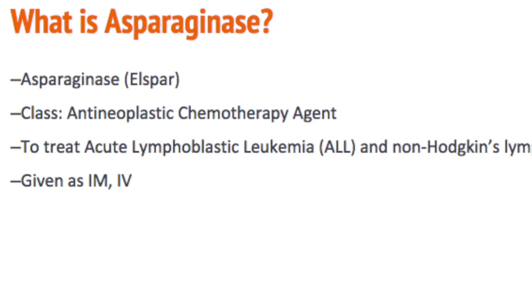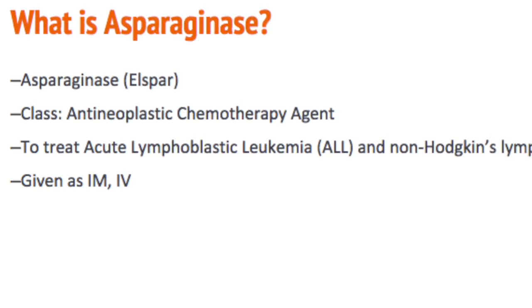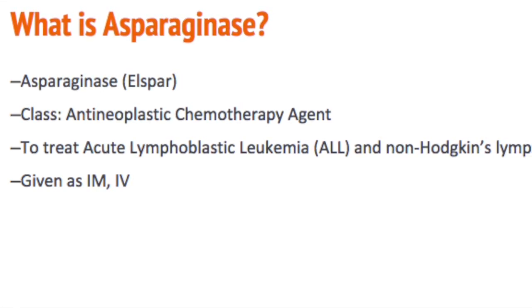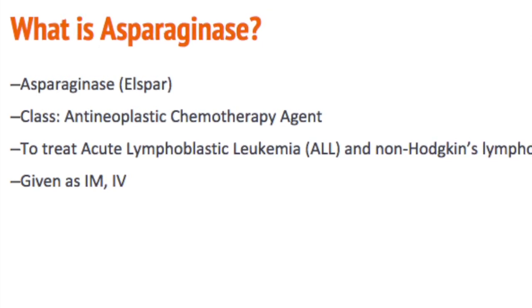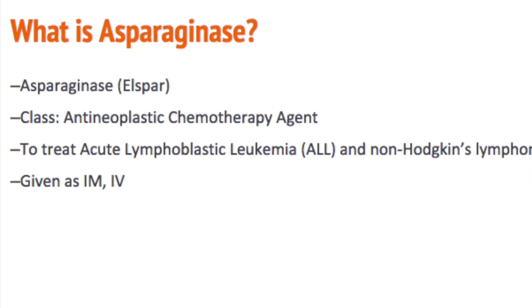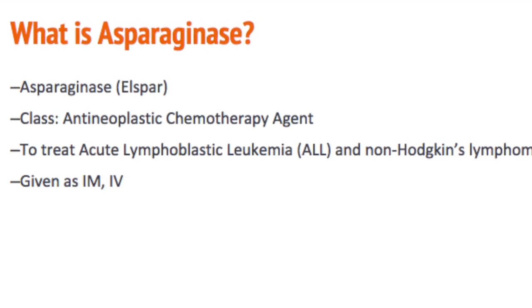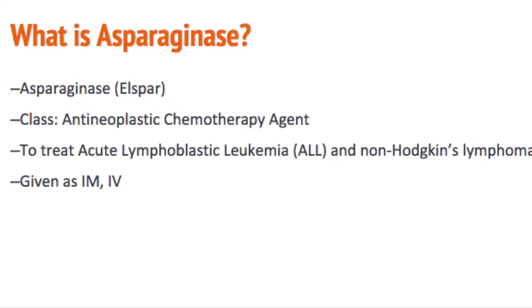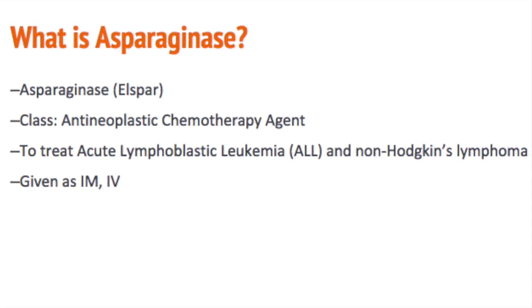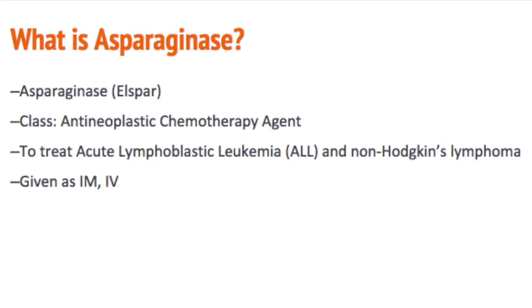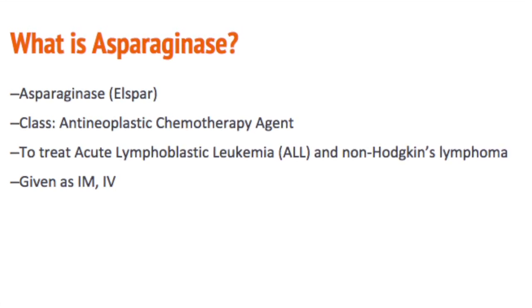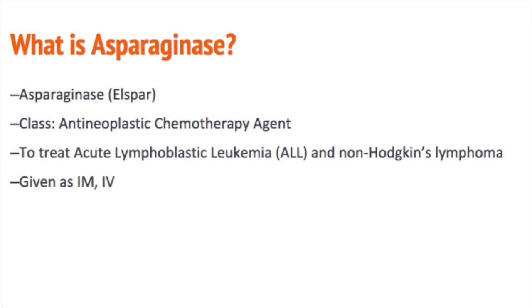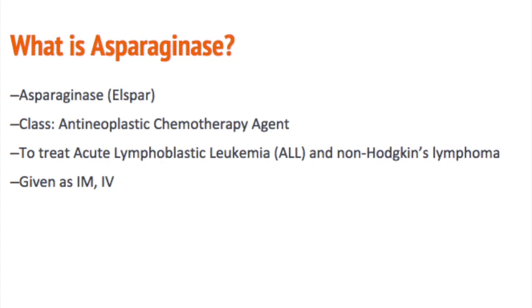So what is asparaginase? It is a drug to fight acute lymphoblastic leukemia. Asparaginase is called L-SPAR, and the class it falls under is anti-neoplastic chemotherapy agent. It is used to treat acute lymphoblastic leukemia, also known as ALL, and non-Hodgkin's lymphoma. It's given IM or IV.